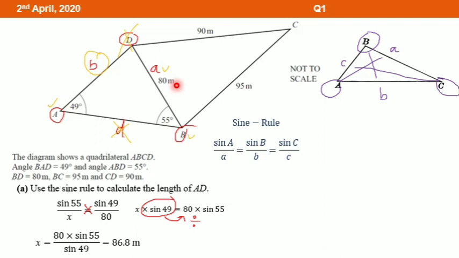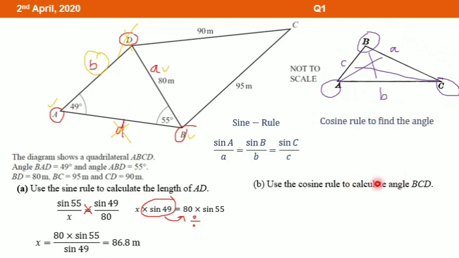Now we can continue to part B. Use the cosine rule to calculate the angle BCD. So I'm still going to use this triangle again. What is this cosine rule? We are going to find the angle, so we use the formula of the cosine rule to find the angle. This is cos A is equal to b squared plus c squared minus a squared per 2 times b times c. You can observe from here, if this is the angle A that you are looking for, then a comes only once and it will be at the back.